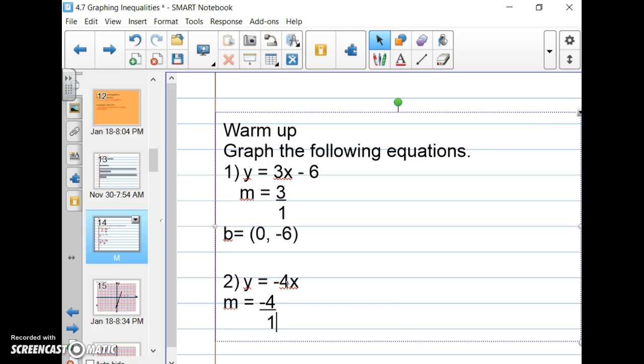Okay, now b. So b is going to be whatever's being added or subtracted from x. So it's going to be 0, comma, whatever's there. Now, some of you probably remember this, and some of you maybe forgot. If there's nothing here, technically it's 0. So I'm going to go ahead and put a 0 right here. So I had nothing there, so my coordinate for my y-intercept is 0, 0.